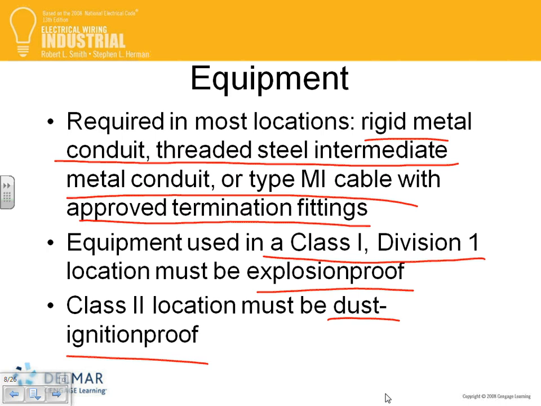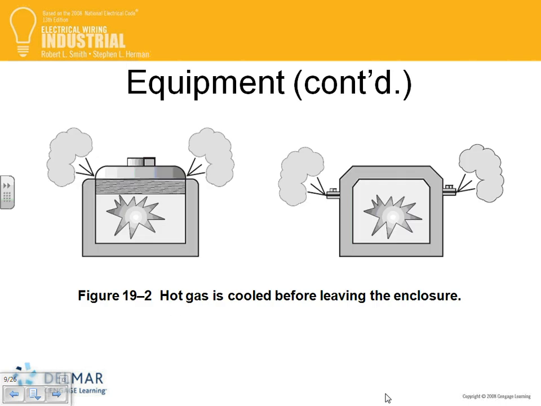I want to show you an example. Equipment becomes extremely expensive when it's explosion proof or dust proof. So explosion proof for Class 1, Div 1, and dust proof for Class 2 locations. What they do is they have threaded, I think, 5 threads.